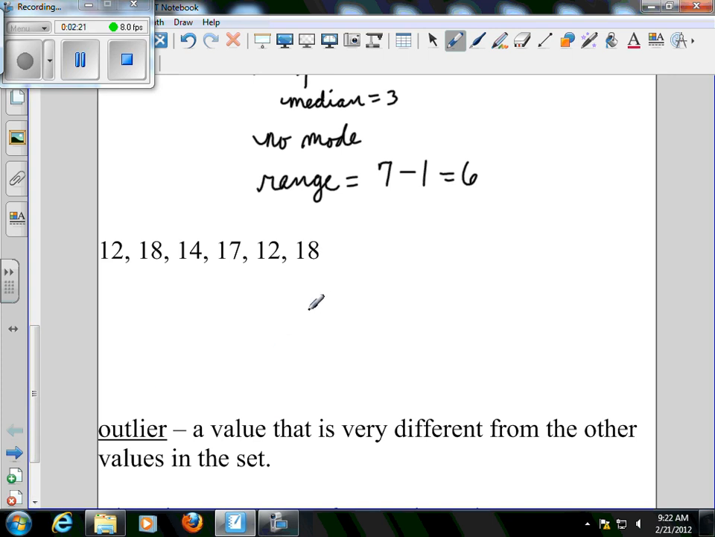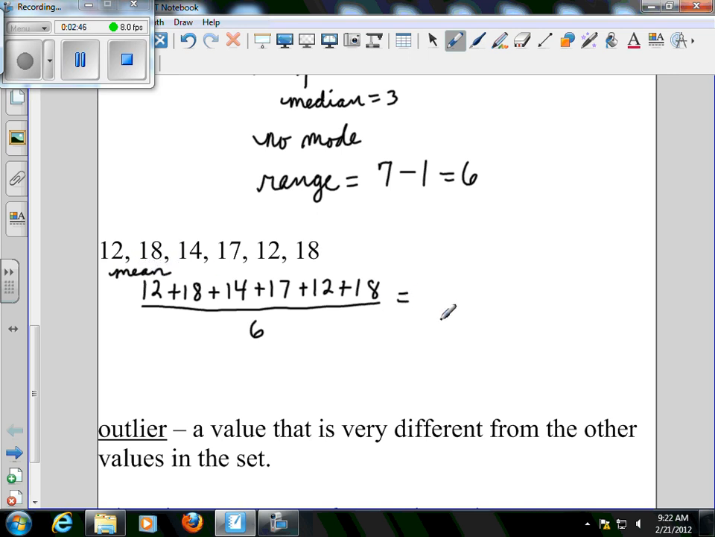We're going to be doing the same thing here: mean, median, mode, and range. To find the mean, we want to add together our values, and we divide by the number of values that we have, which in this case is 6. So again, this is the mean. And if we add together these numbers, we end up with 91 divided by 6, which gives us 15.16 repeating. So there's your mean.